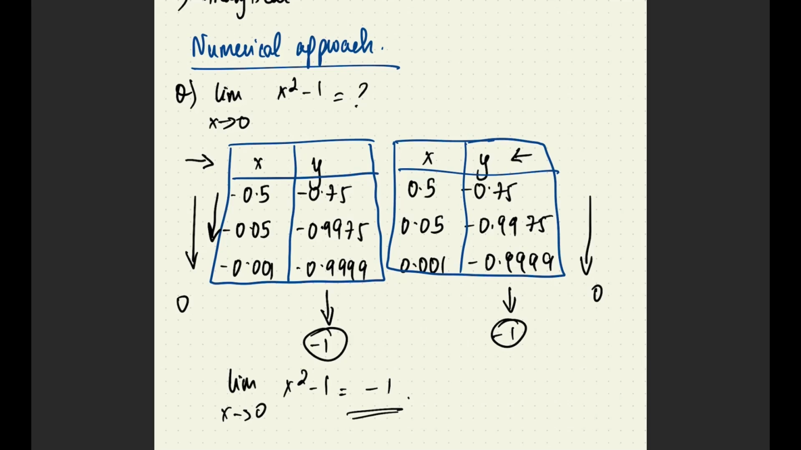We are not finding out the y value when x is exactly 0. What we are saying is that when x is getting closer and closer to 0, the y value is getting closer and closer to minus 1. So that is the whole idea of the numerical approach.